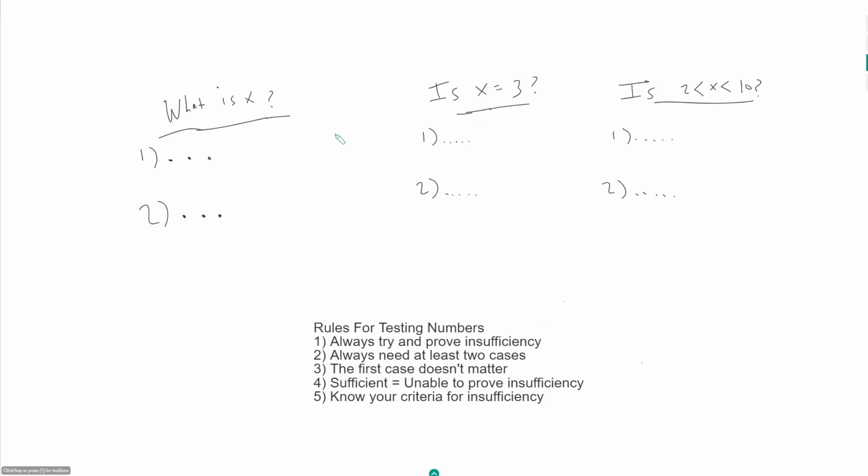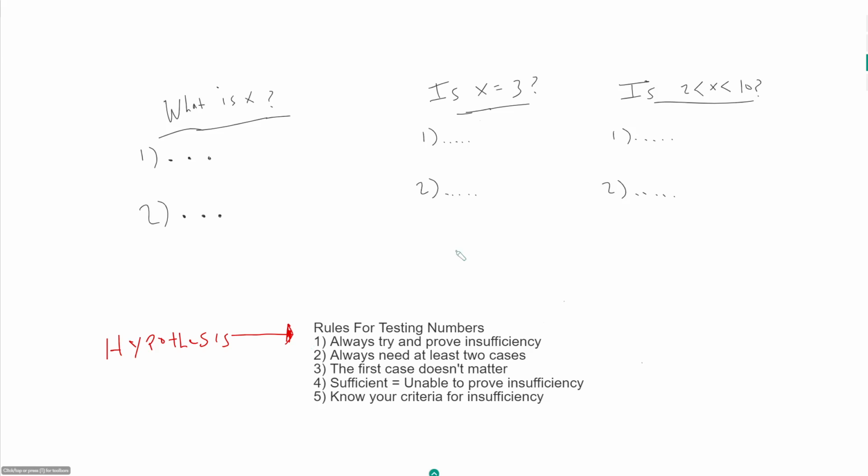This is the framework that I use when I am testing numbers, and again, this is mostly true for data sufficiency. I imagine that I am designing an experiment. Just as with any science experiment, where you always begin with a hypothesis of some sort, when I'm testing numbers on a data sufficiency question, I'm always beginning with the same hypothesis: I'm always trying to prove insufficiency. I'm always starting with the hypothesis that this statement is insufficient.